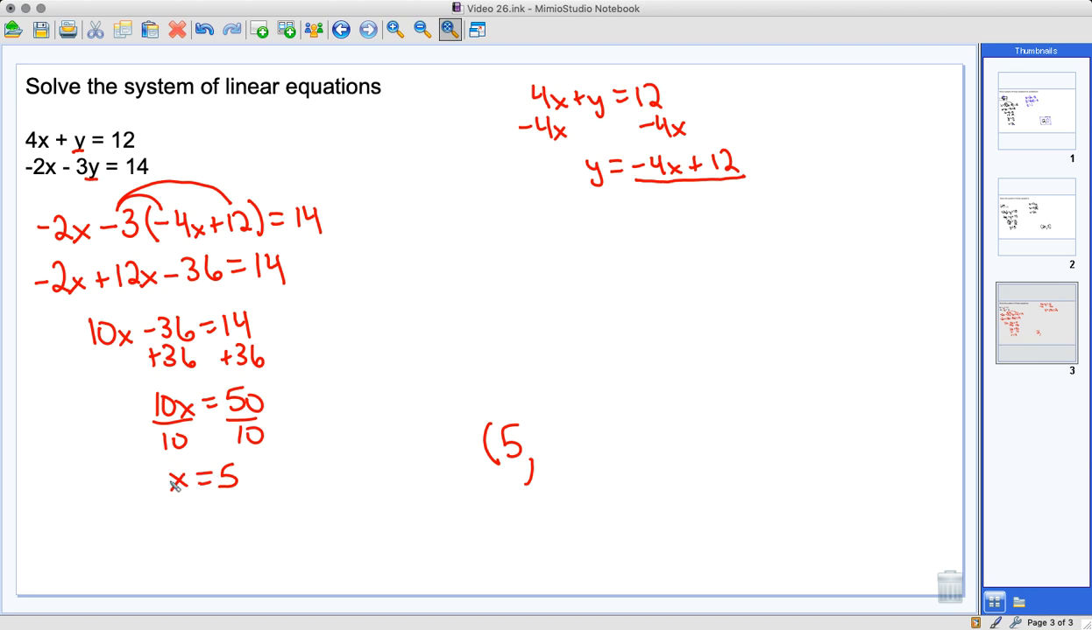Then I'm going to take that x equals 5 and go back up to my equation where I solved for y and plug it in. So we're going to have negative 4 times 5 plus 12. Negative 4 times 5 is negative 20. Plus 12 is negative 8. So my point, the solution to the system, is (5, negative 8).